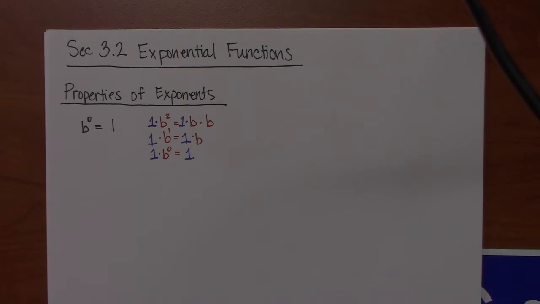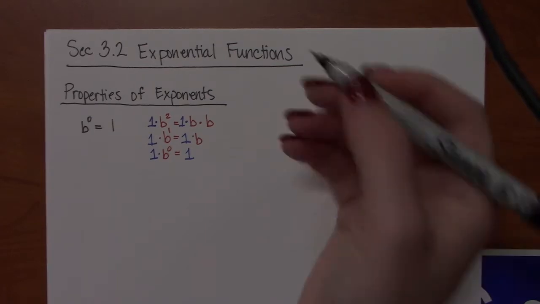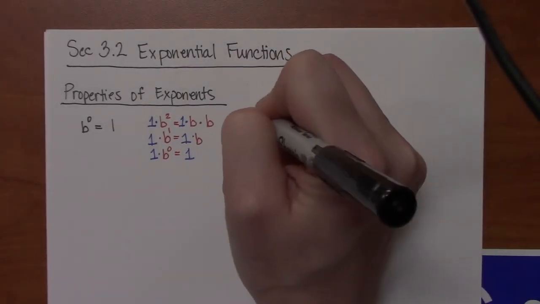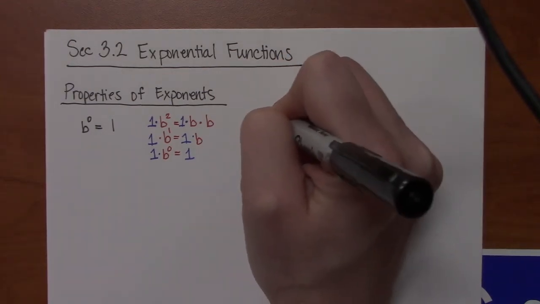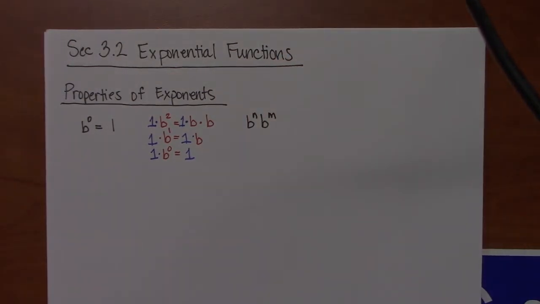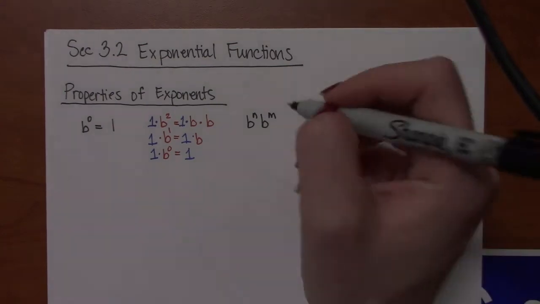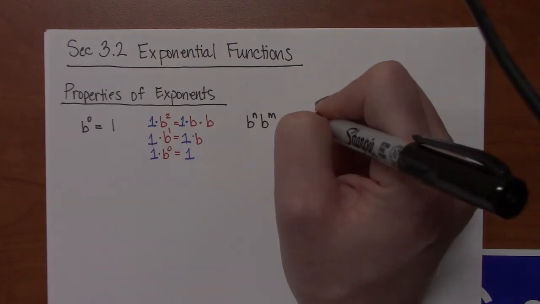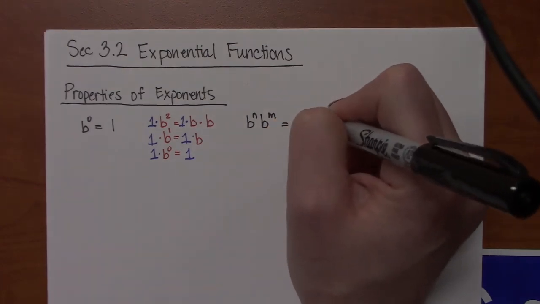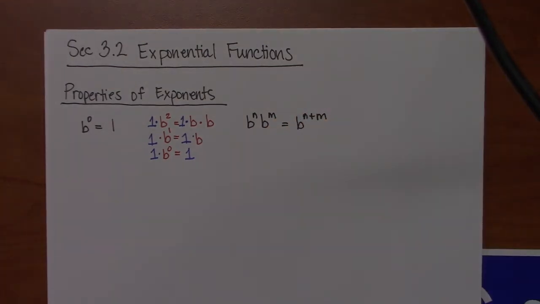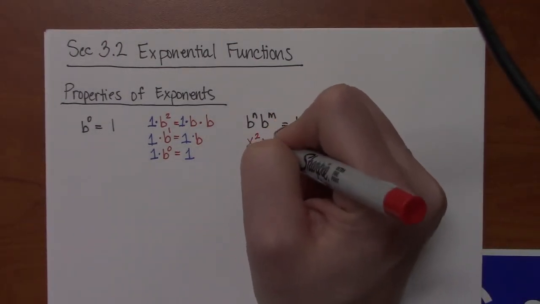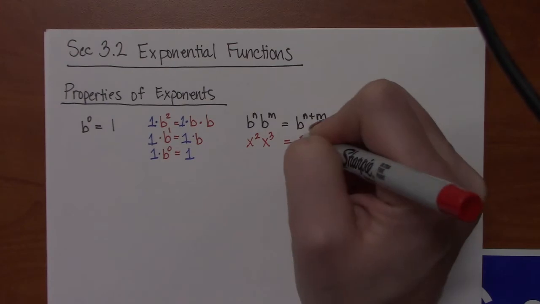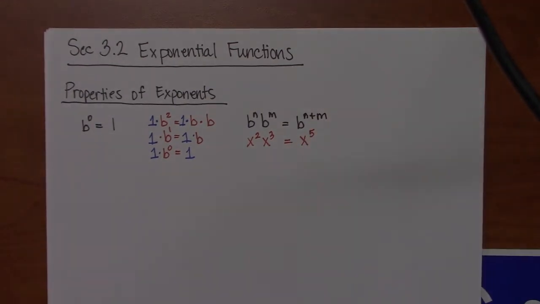All right, so the other properties of exponents: if we have a number b raised to the n, and we multiply it by that same number b raised to the m, then we add their respective exponents together. So the example that everybody should know: if I say, what's x squared times x cubed, pretty much everybody in here would give me x to the 5th.